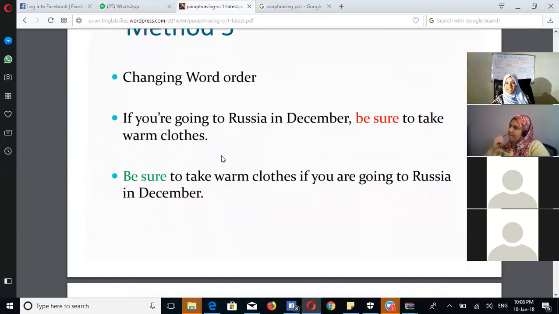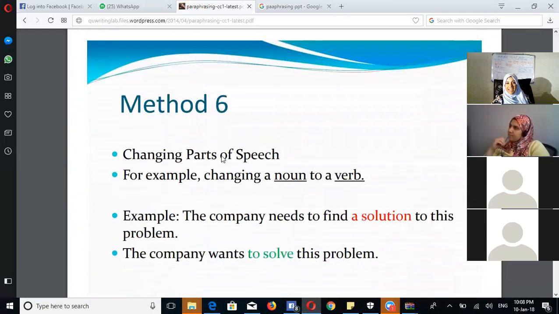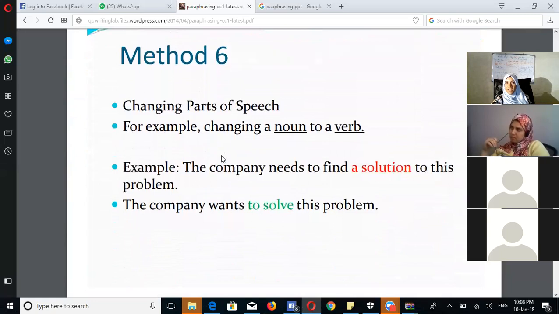That sounds interesting. Method 6, changing parts of speech. Changing a noun into a verb, for example. So the company needs to find a solution to this problem. A solution, what's the verb of solution? The verb is to? Solve. Oh, very good. So the company wants instead of needs to solve this problem. Do I have any other synonyms to the word problem? Issue. Okay, very good one.